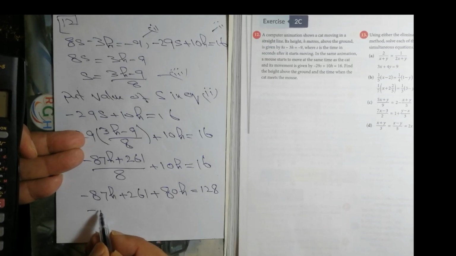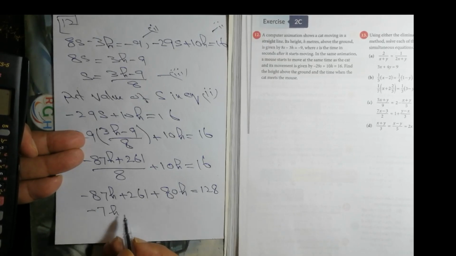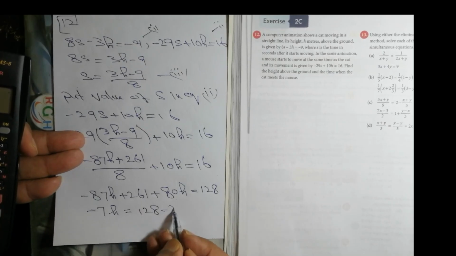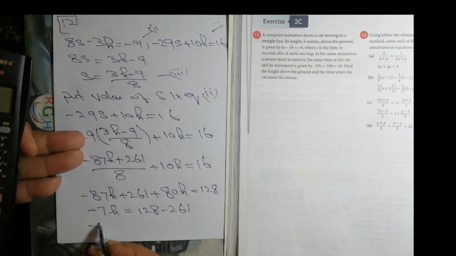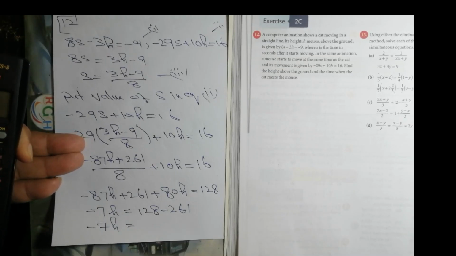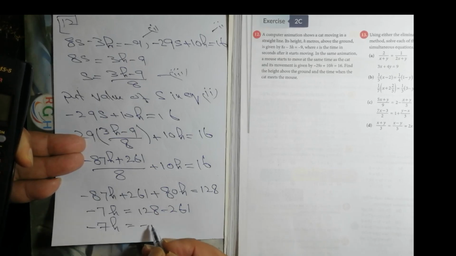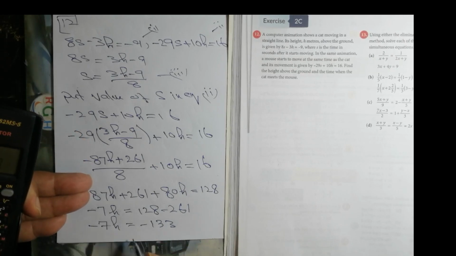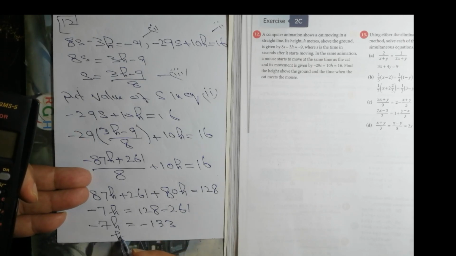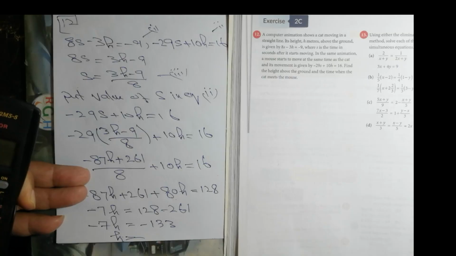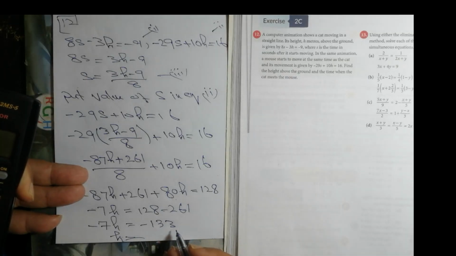7h, that is equal to 128 minus 261. So minus 7h is equal to minus 133, and h will be equal to minus 133 divided by minus 7, which is equal to 19.